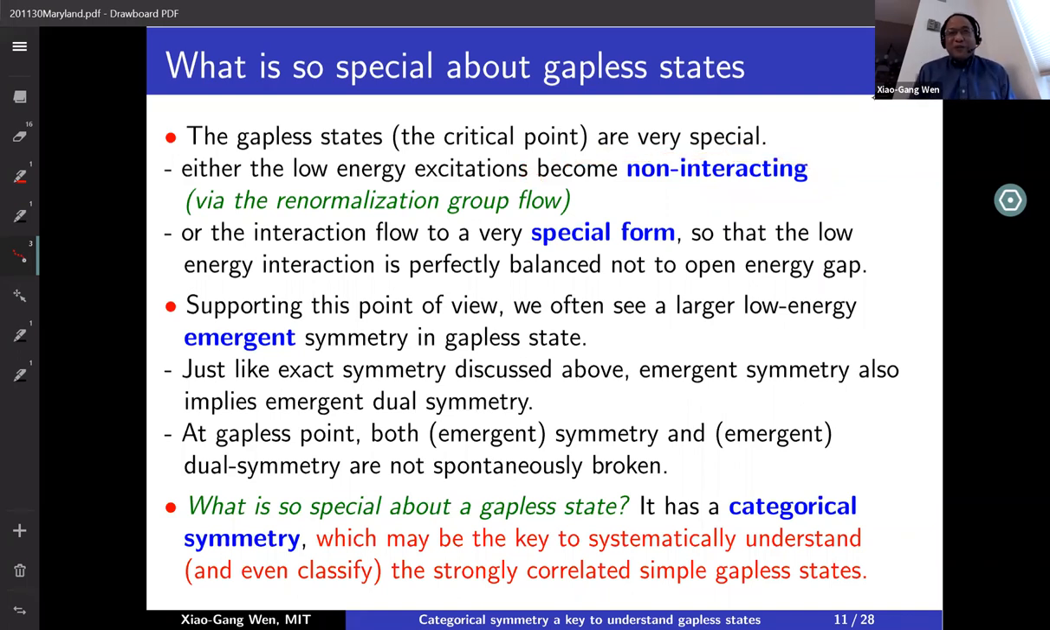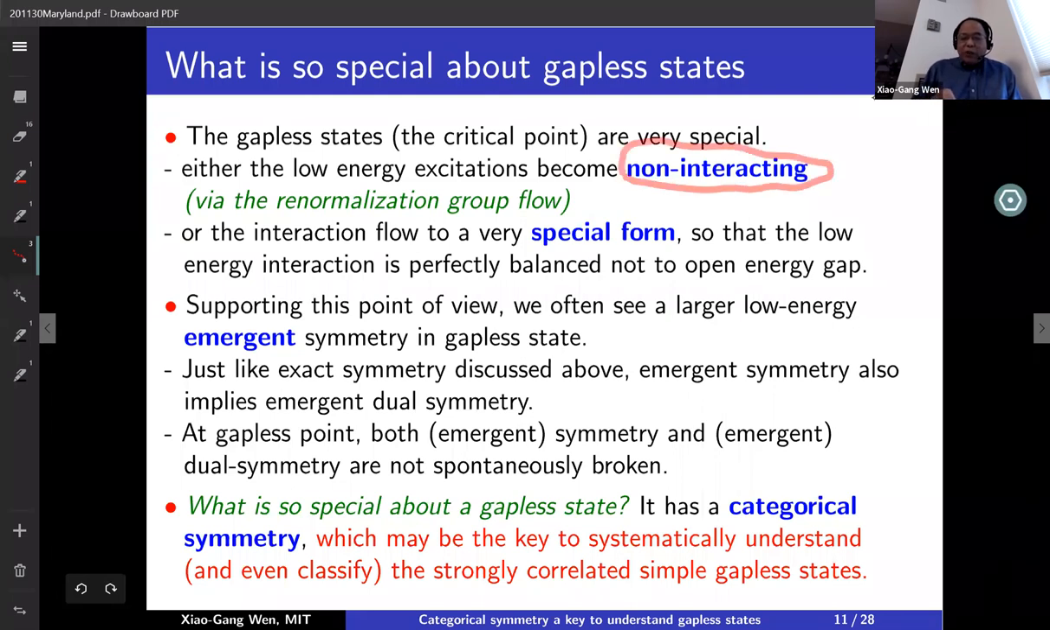And we know that's maybe too narrow. And the critical point is where things go beyond that. So the critical point is a more general gapless state, in which the low energy excitations do have interaction. However, we believe those interactions and the RG flow would flow to some very special form. The original model has interaction. In the first case, the RG flow just flows to zero interaction, and that is an RG fixed point of a gapless state. But maybe zero interaction is too much. So maybe the RG flow can also flow to some non-zero, but very special, interaction.